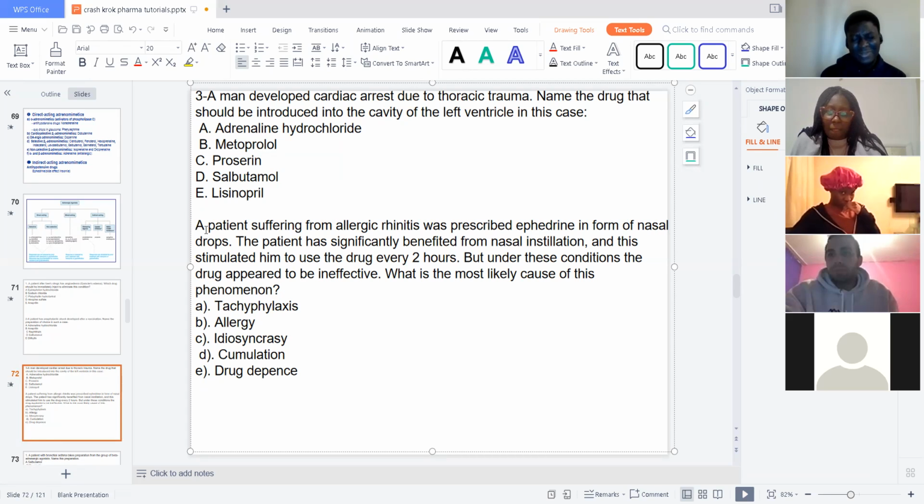Idiosyncrasy? Try again. Drug dependence. Try again. Formulation.